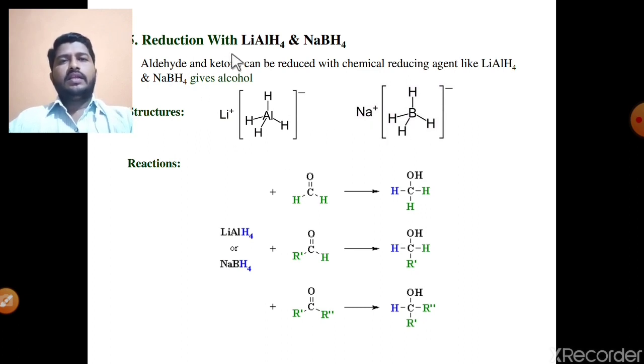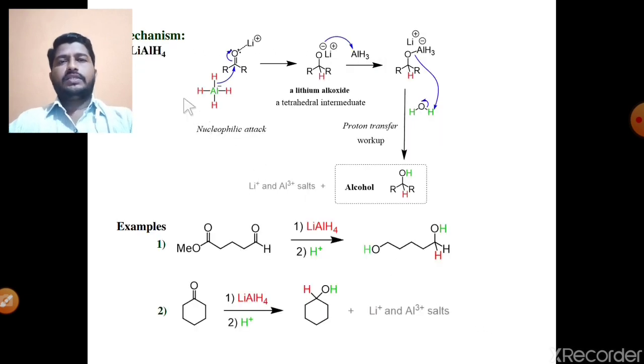See the general reaction of carbonyl compounds with these two reagents. The reducing agent is lithium aluminum hydride or sodium borohydride. A formaldehyde molecule in the presence of the strong reducing agent gives a primary alcohol. Then acetaldehyde or an aldehyde molecule, where R dash may be a CH3 group or any other group, gives a secondary alcohol. And a ketone molecule in the presence of the strong reducing agent gives a tertiary alcohol. See the mechanism of this reaction. Both lithium aluminum hydride and sodium borohydride follow the hydride transfer mechanism.